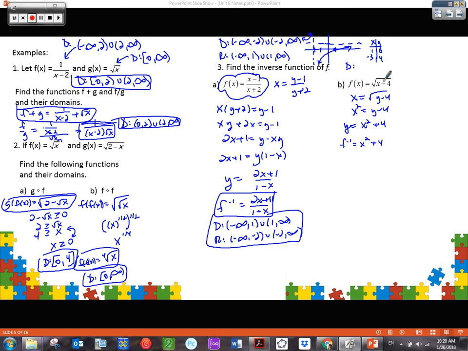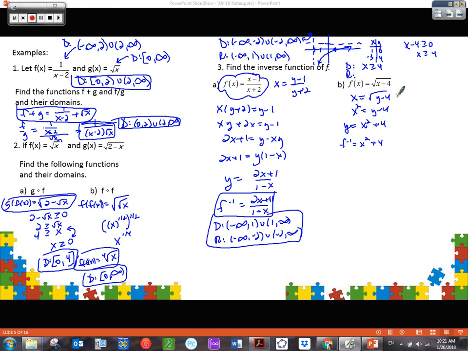To find this, I would need to say x minus 4 has to be greater than or equal to 0. Right, that's what we do with radicals. We force the inside part to be greater than or equal to 0. So I solve for x, and I get that x is greater than or equal to 4. So my domain would be x being greater than or equal to 4.